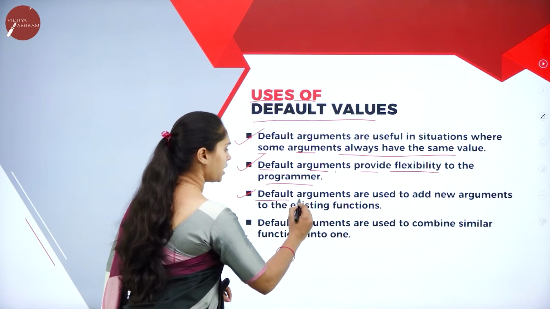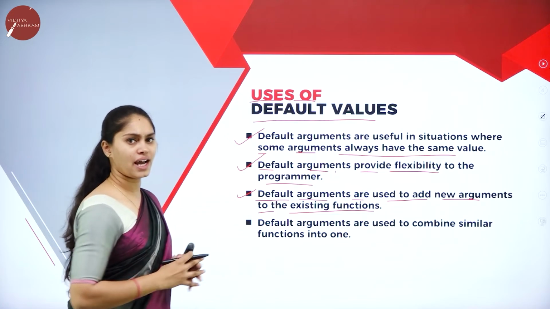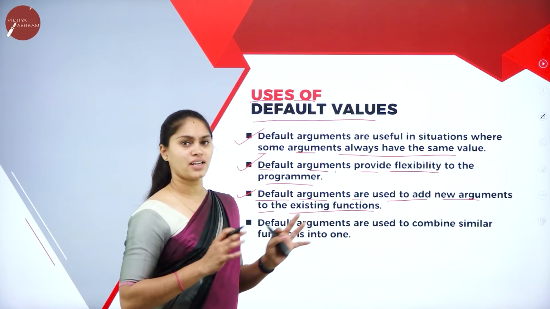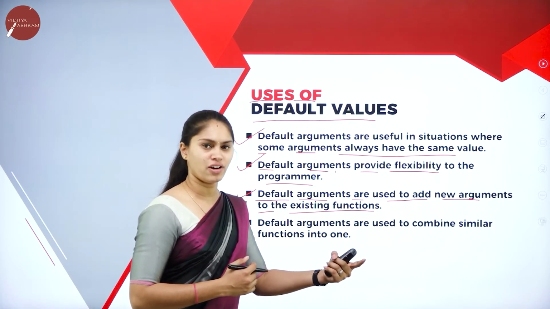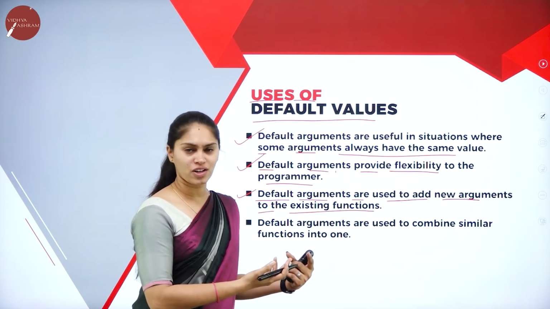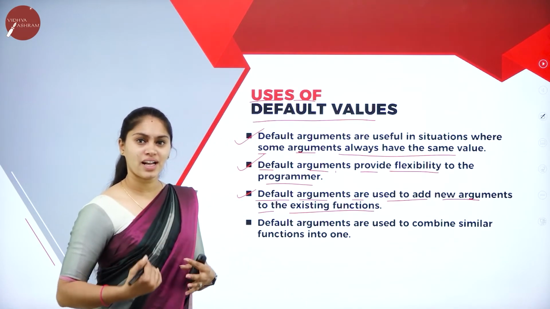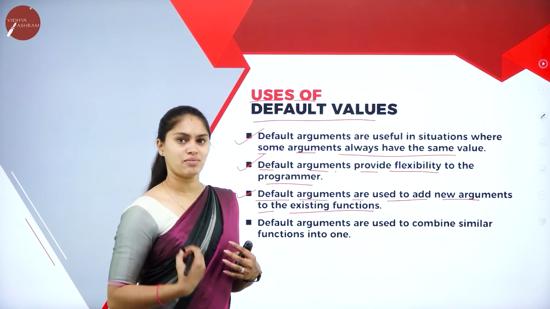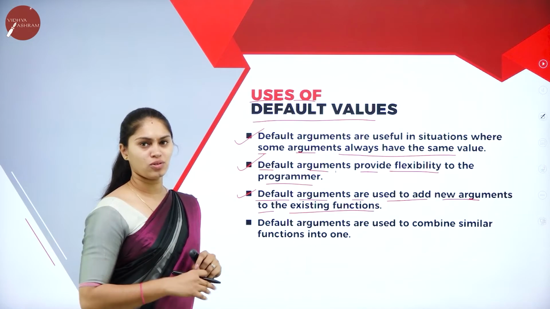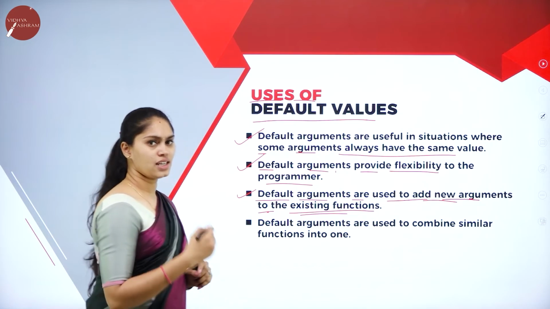Next, default arguments are used to add new arguments to an existing function. Already I have a function, but I have forgotten to send the values from the calling function to the call function. At that time, I can take a new variable in my call function and assign some default values. Then there is no need to bother about sending a parameter or value from the calling function to the call function. At that time also, this default value will help us. That is, default arguments are used to add new arguments to the existing function.